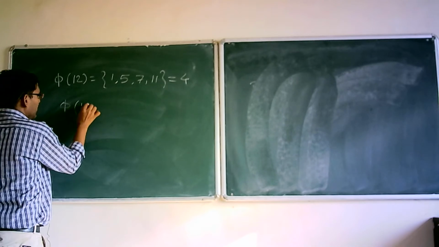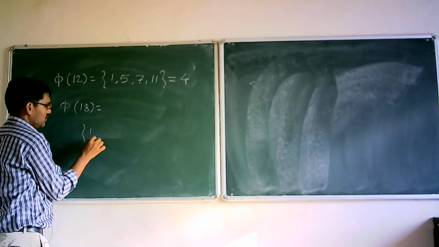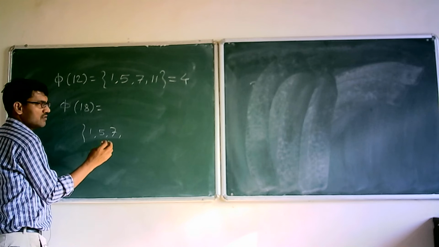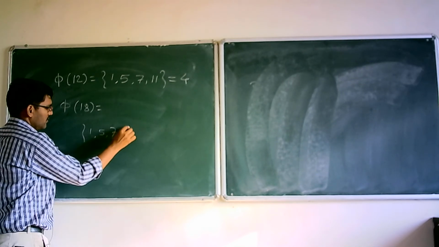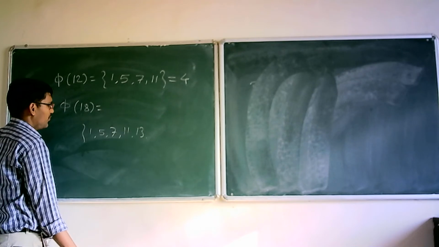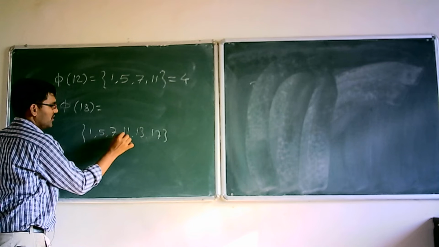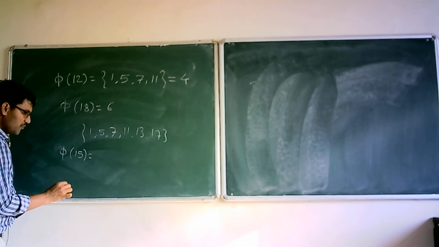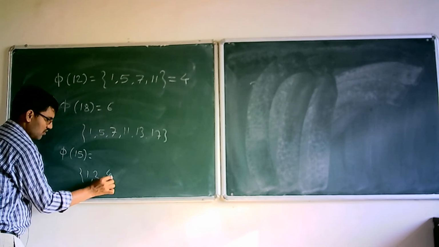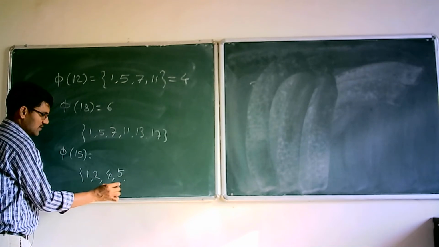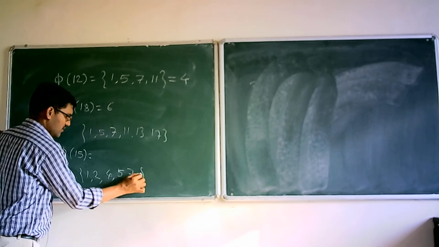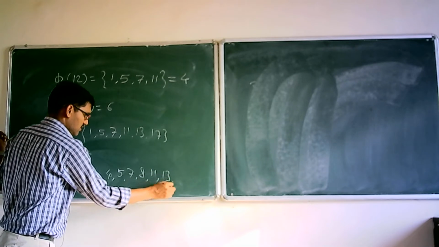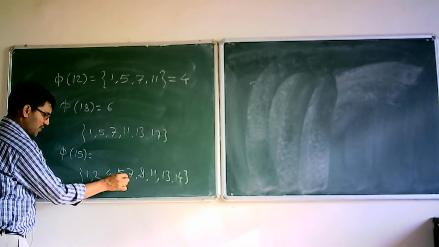What is phi of 18? How many numbers are prime to 18? 1, 5, 7, 11, 13, 17. So 6 numbers. How many numbers are prime to 15? 15. So 1, 2, 4, 7, 8, 11, 13, 14. So how many numbers? 1, 2, 3, 4, 5, 6, 7, 8.